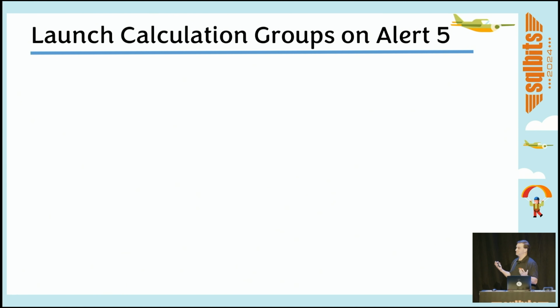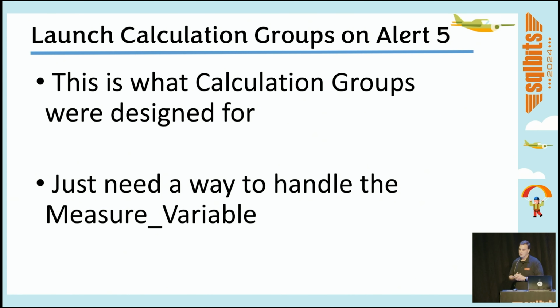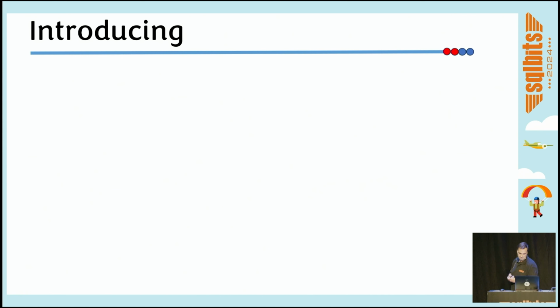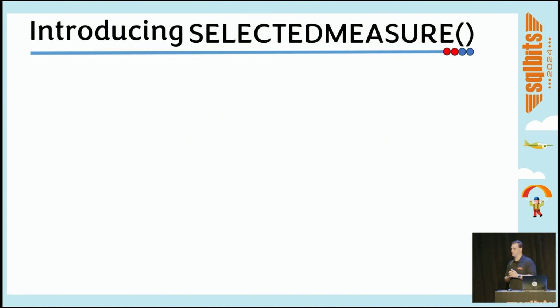So this is what calculation groups were designed for. All we need now is a way to handle that measure variable. So, selected measure is going to be our friend.